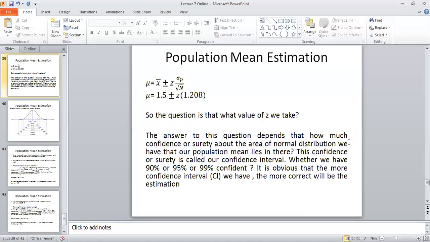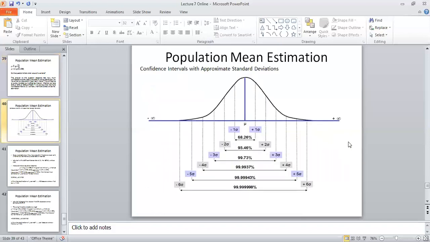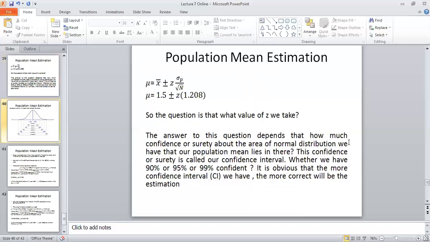Now, this is a very important concept to understand. Suppose this is my normal distribution, and by my experimental procedures, I know that the population mean which I'm trying to estimate, I'm confident about it 99%, or I'm confident about it 95%, or 90%, or 68%. What does this all mean?